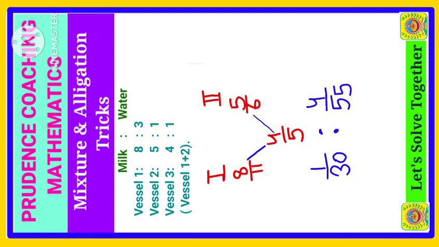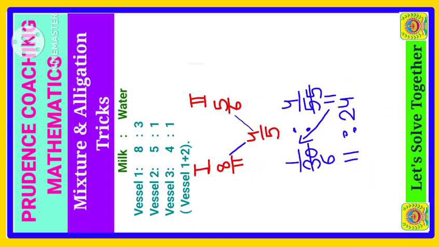Now let us find the final ratio by cancelling. If we cancel by 5, then 5 6s are 30 and 5 11s are 55. Now let us multiply crisscross. So you are getting 11 into 1, 11, to 6 4s are 24. So the ratio is 11:24. That means if 11 units are taken from vessel 1, then 24 units will be taken from vessel 2 and kept in vessel 3, where the ratio of milk and water is 4:1.